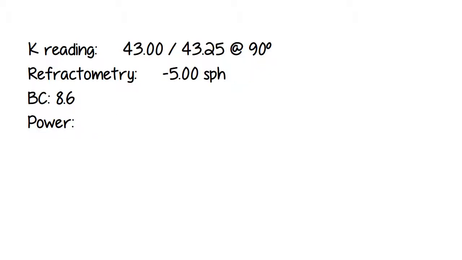Okay, next patient. We did refractometry on this patient, and they are a -5 spherical. Now, with -5 refractometry, we're about 10 millimeters, about a centimeter vertex distance. But the contact lens sits right on the eye, so we need to compensate for the vertex.